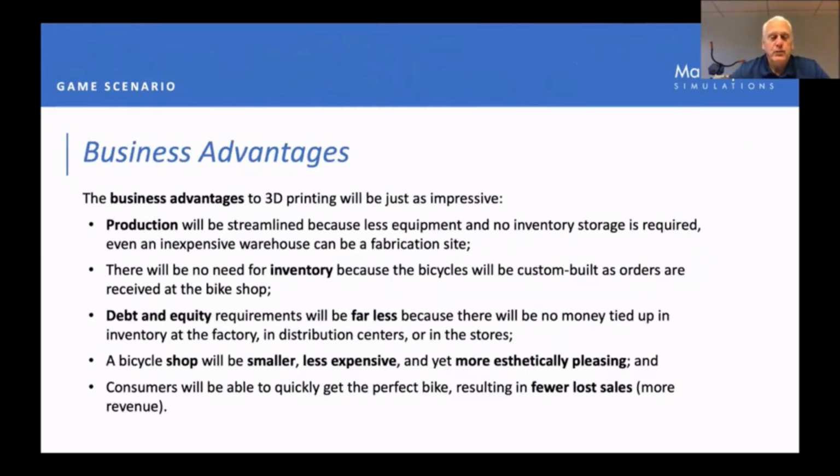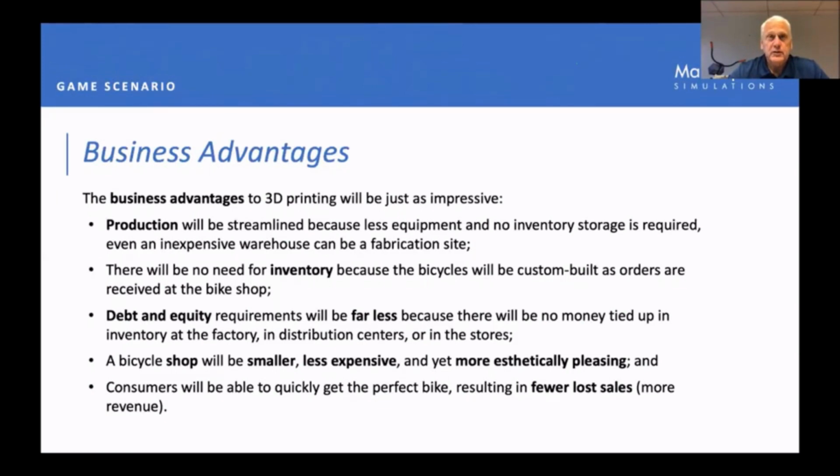There are some really important business advantages to 3D printing. So you don't need such a large production facility because you're really making the bikes to order. That also means you will not have inventory. You don't have storage of the inventory. That saves a lot of money, which reduces the debt and equity requirements. And you don't have all those distribution facilities. The bike shop can be smaller, therefore less expensive, but very aesthetically pleasing.